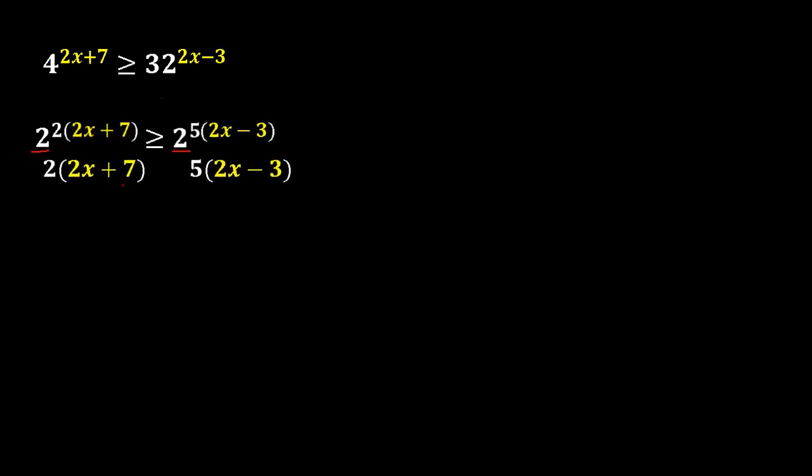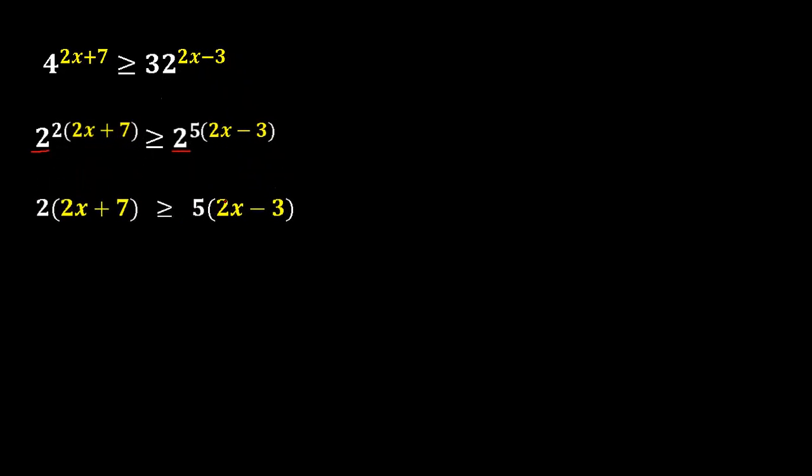Okay? So the second one is 4 to the power of 2x plus 7 greater than or equal to 32 raised to the power of 2x minus 3. Same process, we need to come up with an exponential equation with the same base. So we can convert 4 to 2 squared, and 32 to 2 to the power of 5. So copy the exponent, this time the same base, just copy: 2 times 2x plus 7 greater than or equal to 5 times 2x minus 3. Distribute.